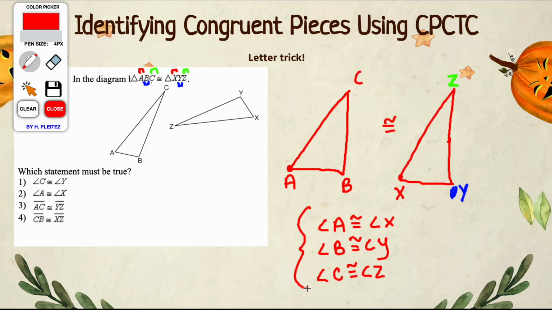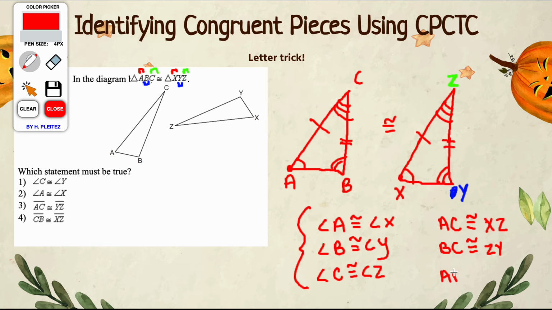Now, this also goes for sides. So, for example, side AC corresponds to side XZ. Since they're corresponding and I know the triangles are congruent, I can make the conclusion that these sides are congruent as well, right? And we should label our angles as well: A and X, B and Y, and then C and Z. And then we have AC and XZ. We also have BC and ZY corresponding, so we know that they are congruent using CPCTC. And last but not least, AB and XY are congruent because of CPCTC.